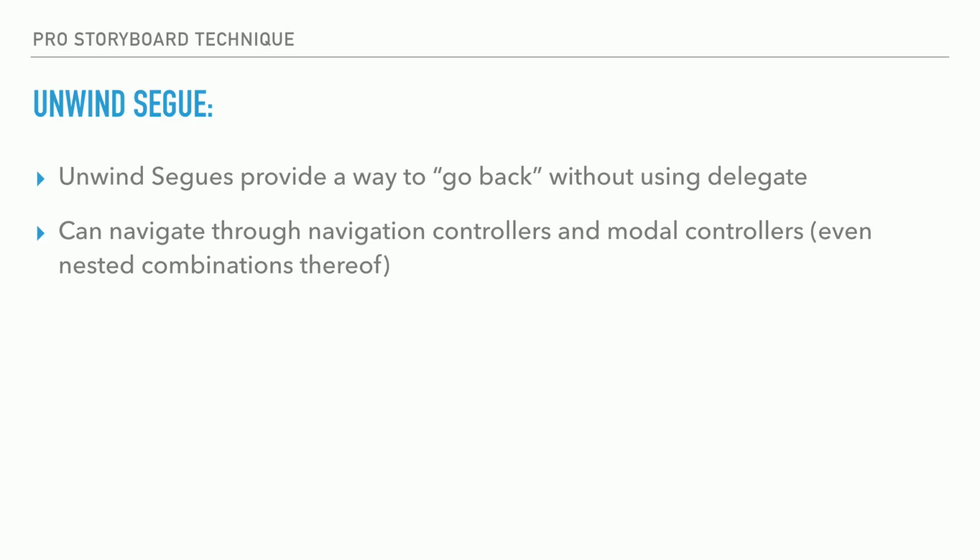An unwind segue provides a way to go back without having to set up a delegate or having to do some weird math in your navigation controller. If you're like, well, I think it's 3 screens back if I've done it this way, and then I got to check and make sure it's the right type and all that kind of stuff. Has anybody ever seen code like that? Yeah? Do you hate code like that? Yes? All right.